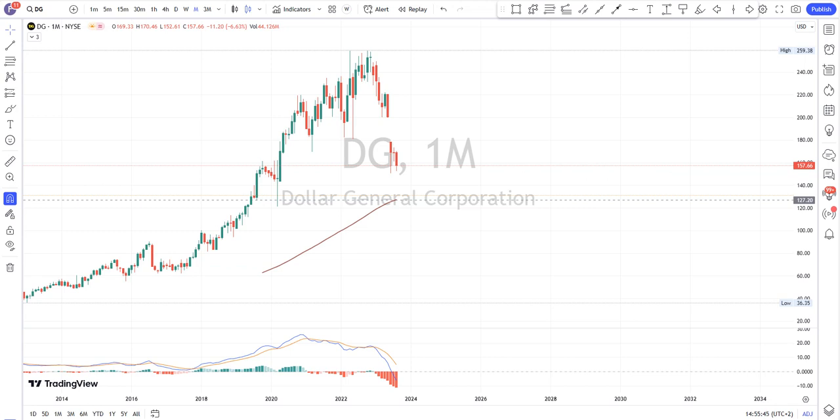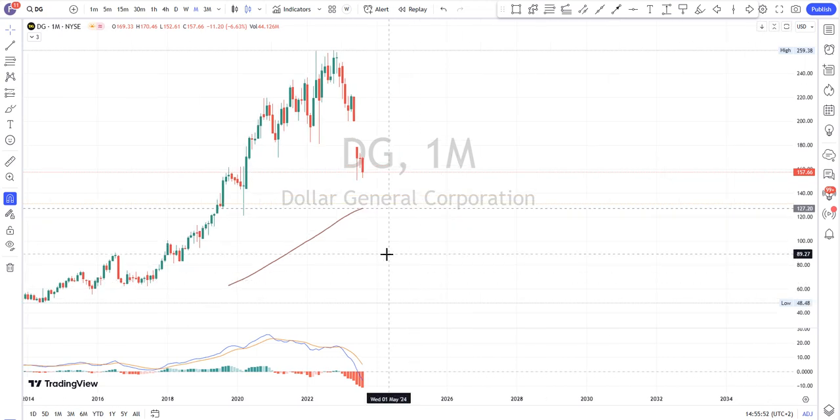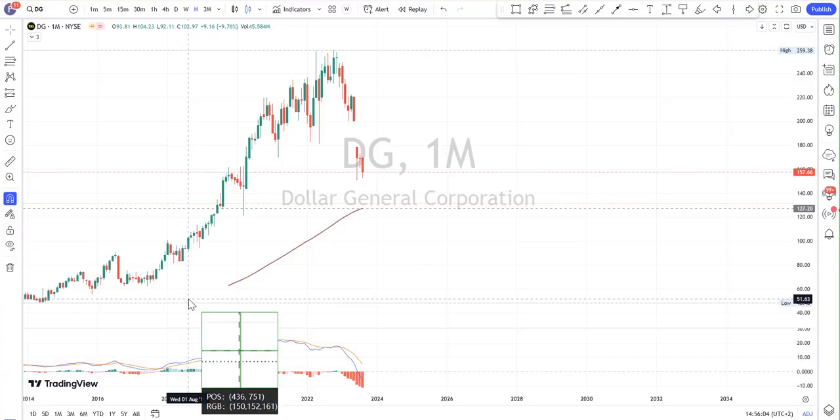Hello guys, let's have a quick technical analysis on Dollar General Corporation. In pre-market, Dollar General published a profit warning and their stock price went down something like 16% already in pre-market. So how do you trade it in intraday for this stock? Let me show you my technical analysis.